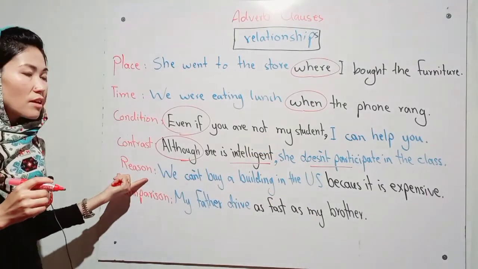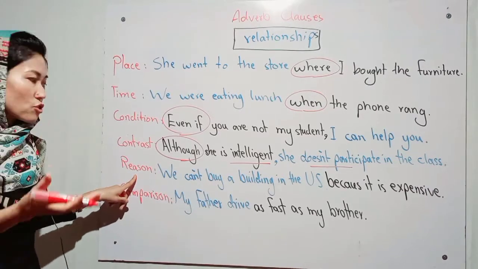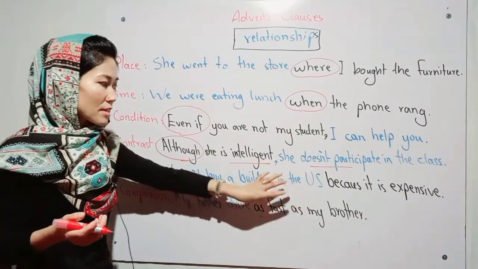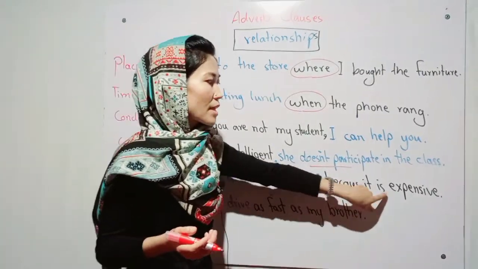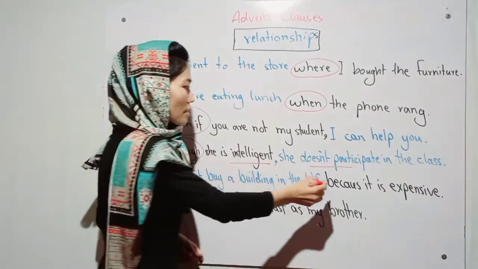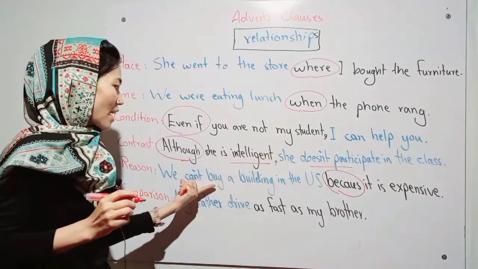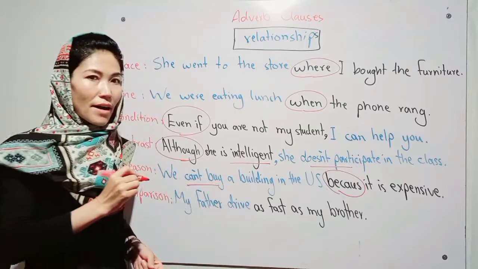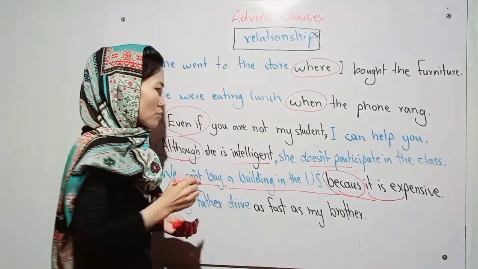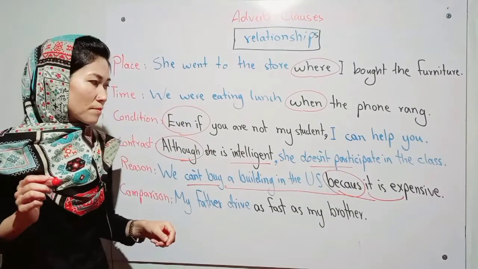The next example shows the relationship between two clauses using a conjunction to show reason. We can't buy a building in the US because it is expensive. We can't buy a building in the US is the independent clause, and because it is expensive is the dependent clause. The conjunction showing the relationship here is because. We can't buy a building because what? This is the reason: because it is expensive.